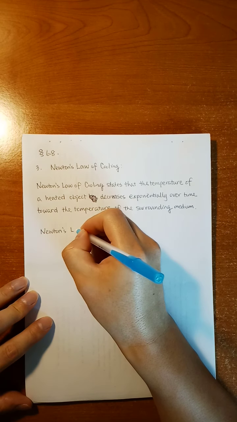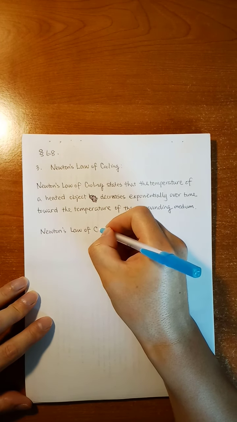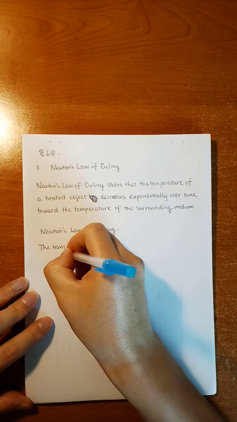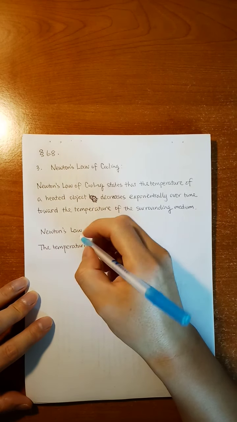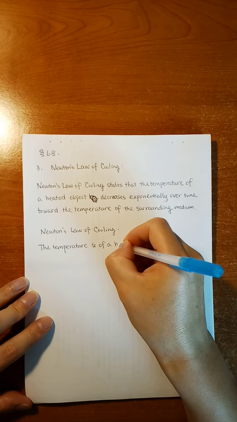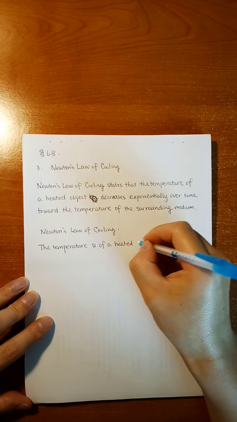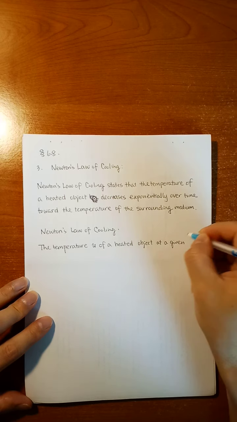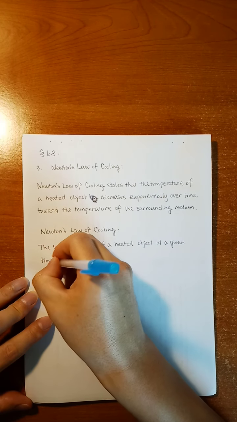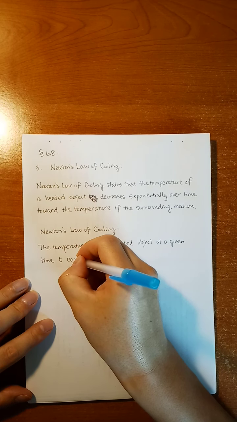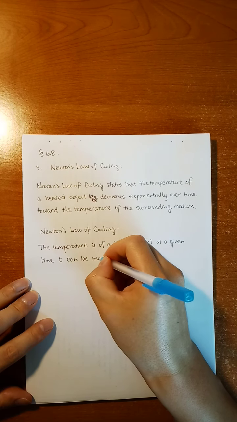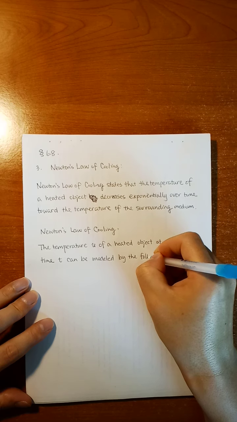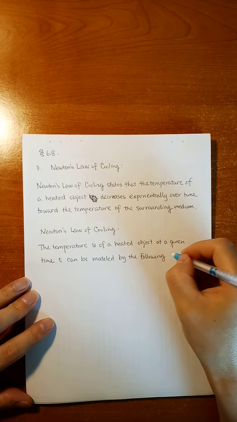So Newton's law of cooling: the temperature U of a heated object at a given time T can be modeled by the following function.